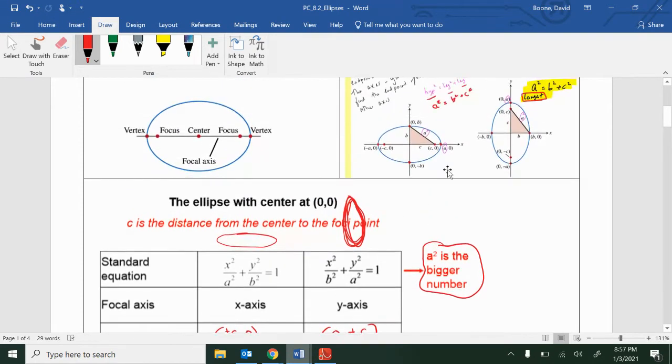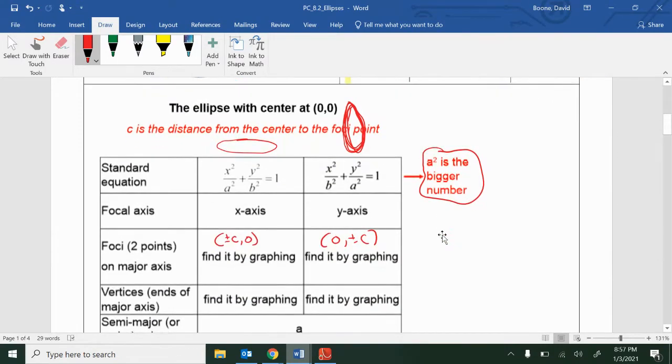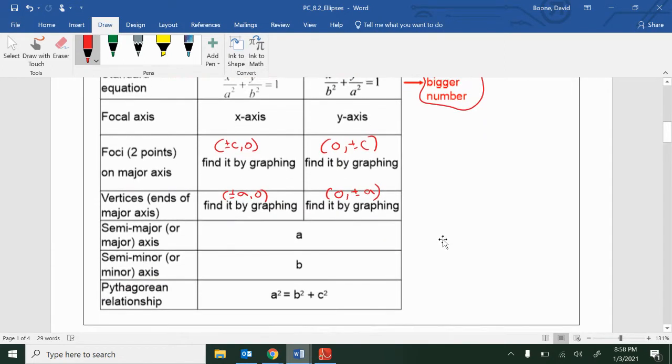Same thing with the vertices. Vertices are at a and negative a, 0. So this would be at plus or minus a, 0, or if it's stretched vertically, it's at 0, plus or minus a. But again, graphing it will make it so much easier.